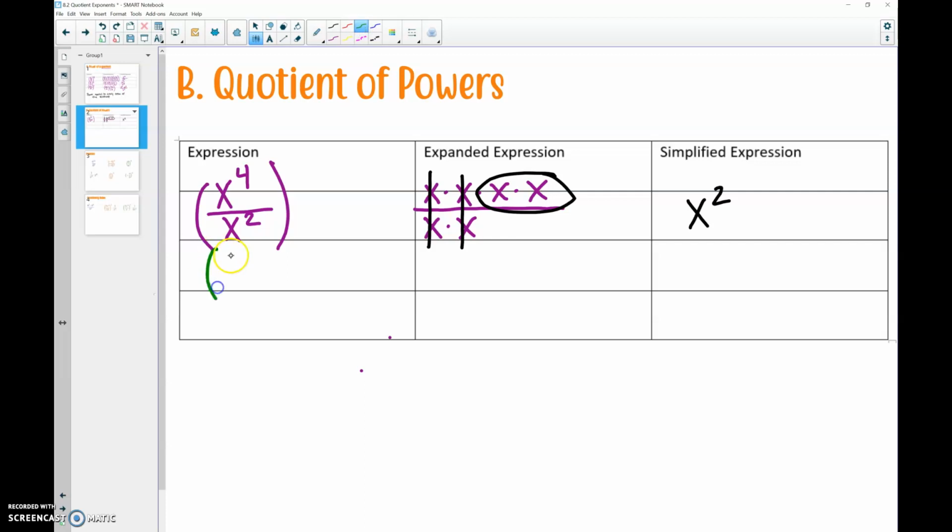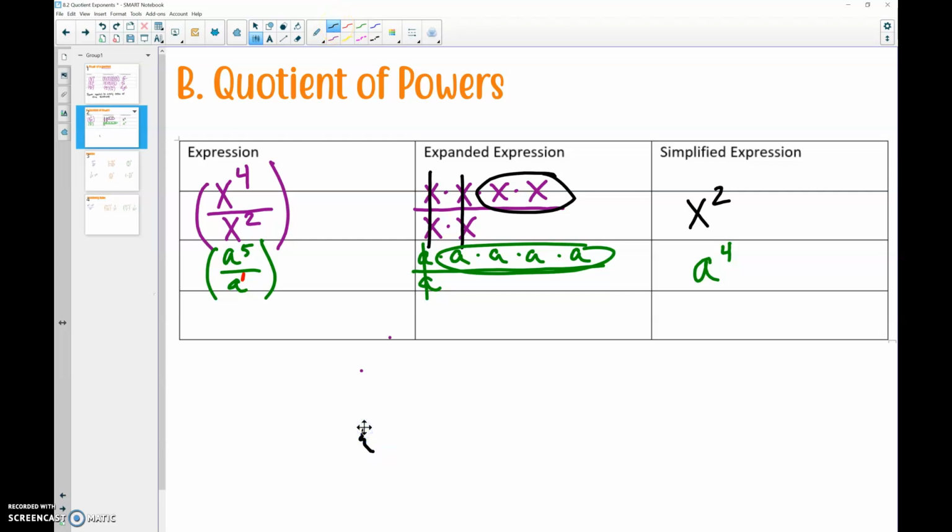How about we do a to the 5th over a. Now remember, if there's not an exponent written there, you can really imagine that there's a 1. So if you don't like that there's no exponent, just throw in a 1. So expanded, we've got a times a times a times a times a, and just 1 in the denominator, which means 1 a cancels. I'm left with 4 on top, so I've got a to the 4th. Again, hopefully you're kind of seeing a pattern, but we'll do one more.